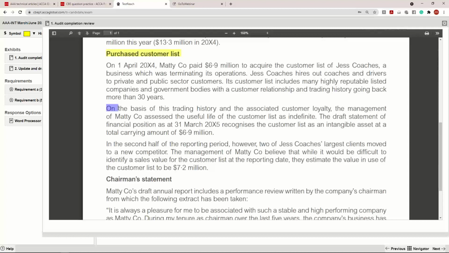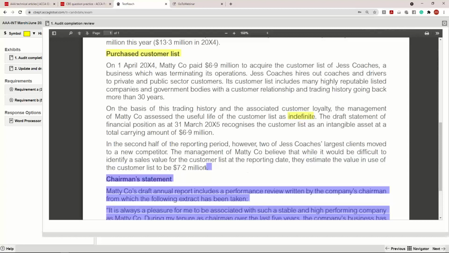Okay, is there some subjectivity along with the purchase customer list? That is, you treated it as having an indefinite life. Is that something subjective? Is this an estimate of the management that it has an indefinite life rather than a definite life? The second subjectivity involved in the case is the value in use. They estimate the value in use at 7.2 million.